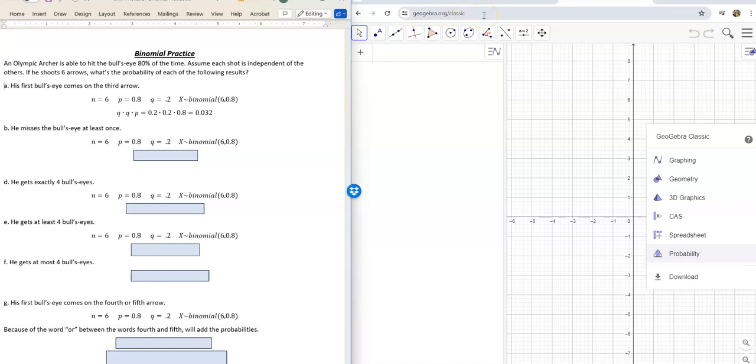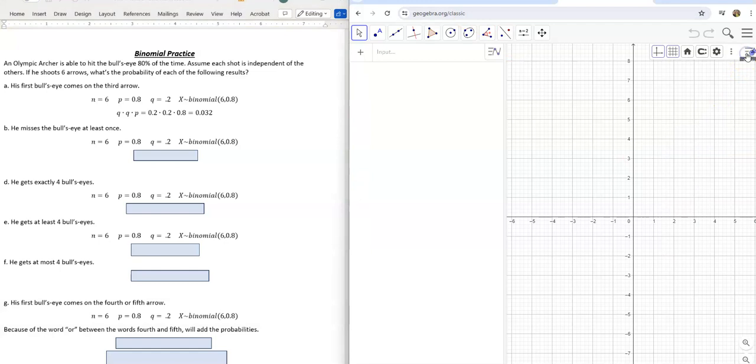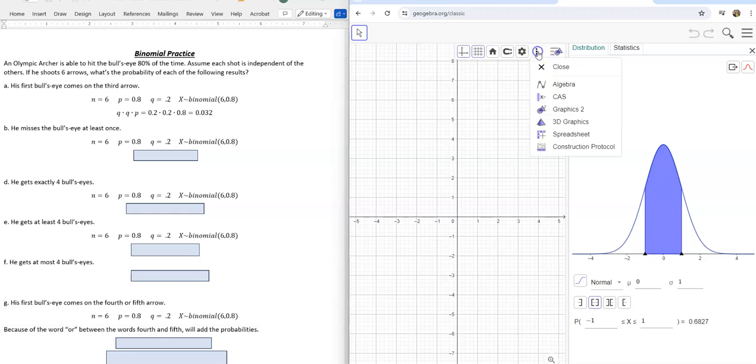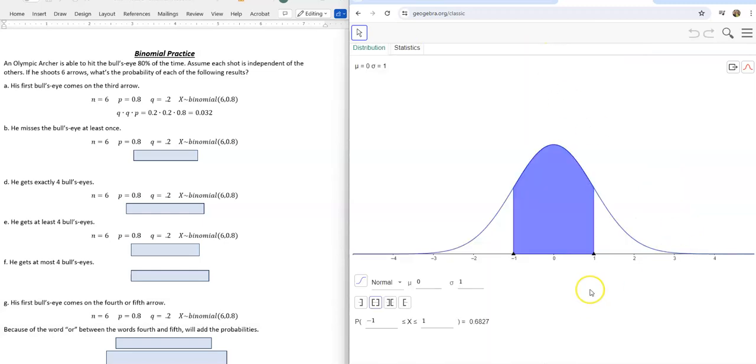GeoGebra.org/classic gets me to this page, and sometimes if this isn't showing, you can come up here and click to get to the probability calculator that way. So you can click on probability as soon as you get there, or if you don't see it, you can click on it up here. And then we don't want all this stuff over here. So if you click this, you'll get your 3 dots here. You can close that window, because that's all we really want. Now we are in a distribution, but right now we're in a normal distribution and we want binomial. So we're going to use the drop-down menu and go down to binomial.